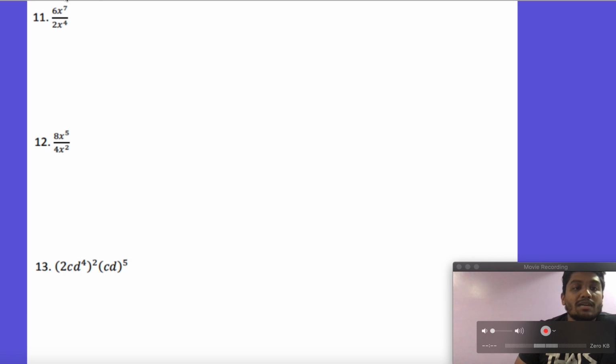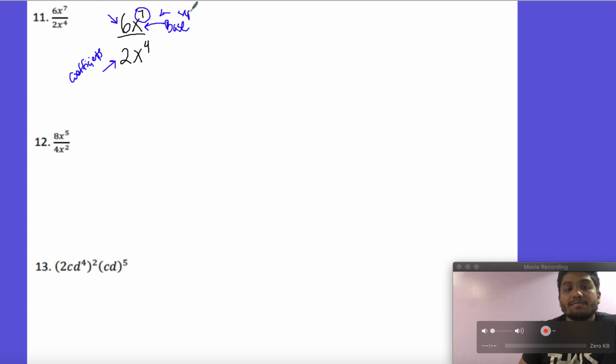Some of the more challenging questions now: 6x to the 7th over 2x to the 4th. Just want to recall, what do you call the 6 in the front? These are not the bases. These are coefficients. The x would be considered the base because it has an exponent attached to it, and that 7 would be considered the exponent. I don't want you to confuse the difference between an exponent and a base.